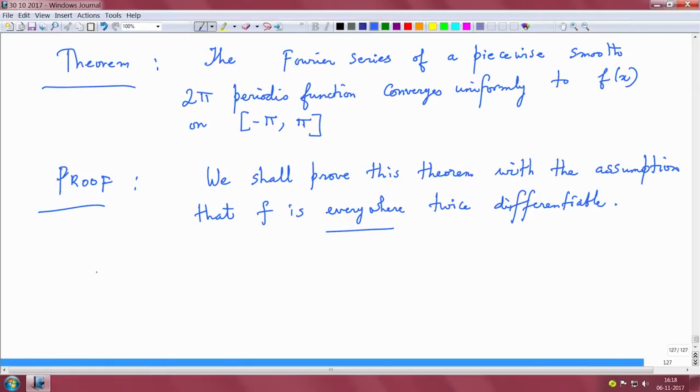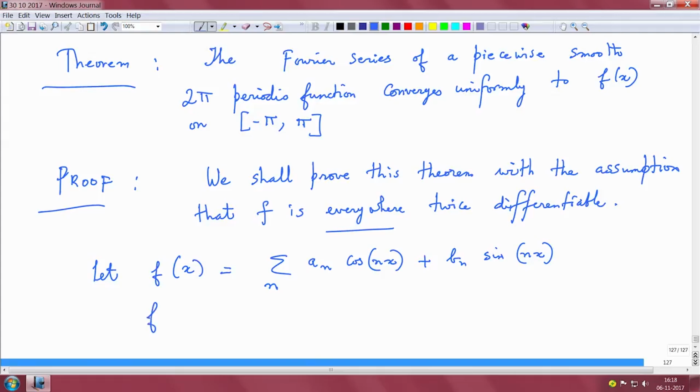So, let us start with the function. Let f of x be the summation over n of a n cos n x plus b n sin n x. Now, I take a derivative 2 times. This is one nice thing about these trigonometric functions. Cos becomes minus sine when you take a derivative, right? Sine becomes cos. So, taking the twice derivative is not so difficult for us.